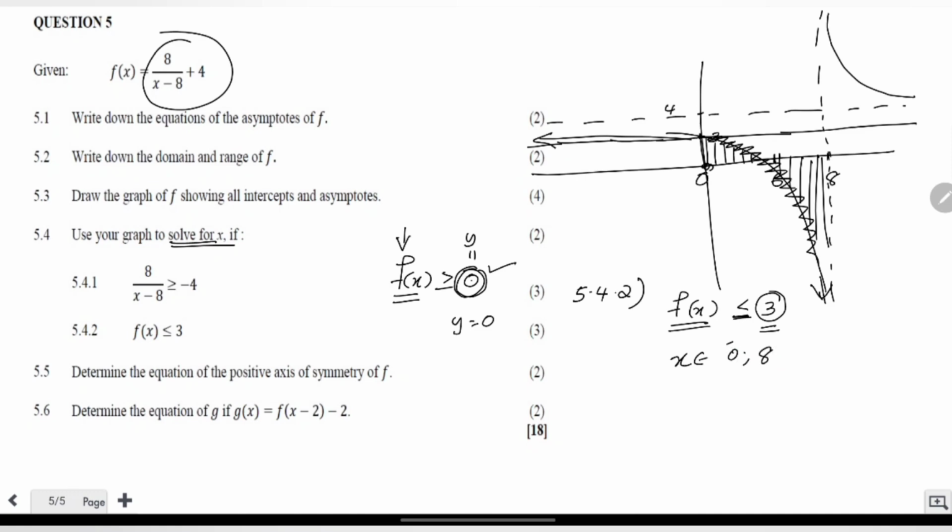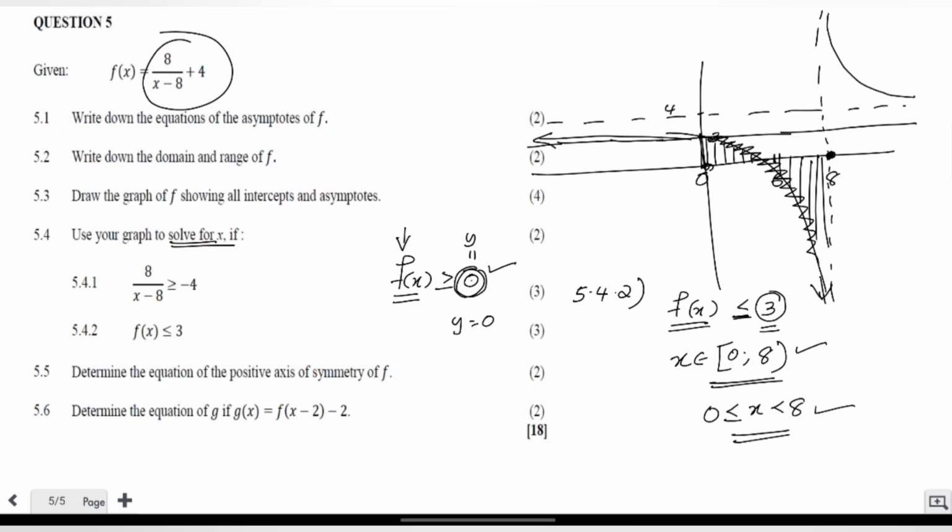So the 0 side is closed because equal to 3. At 3, the x value is what? 0. Equal to 3, isn't it? So 0 is part of the solution. But at 8, is 8 included? No, at 8 what will happen is an asymptote. So this side is open. This is how you have to write the answer. Or you can write it like this: 0 less than or equal to x less than 8. This way also we can write, either this or this. This is how we can do this question.